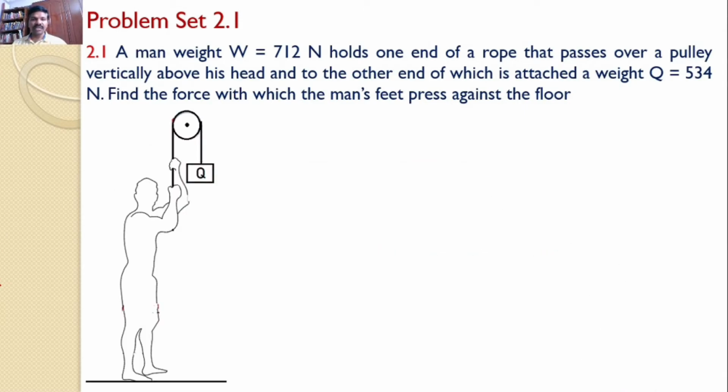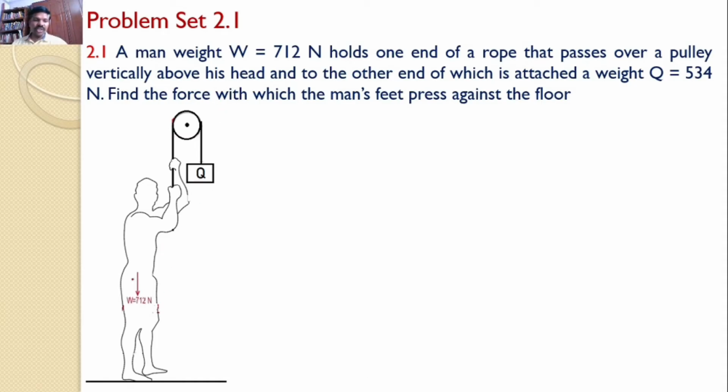That means there is a man whose weight is 712 newtons, holding one end of the rope. Clearly you can see in the picture, one end of the rope passes over the pulley. At the other end of the rope, a weight Q is attached. The weight of Q is given as 534 newtons. Our aim is to find the force with which the man's feet press against the floor.